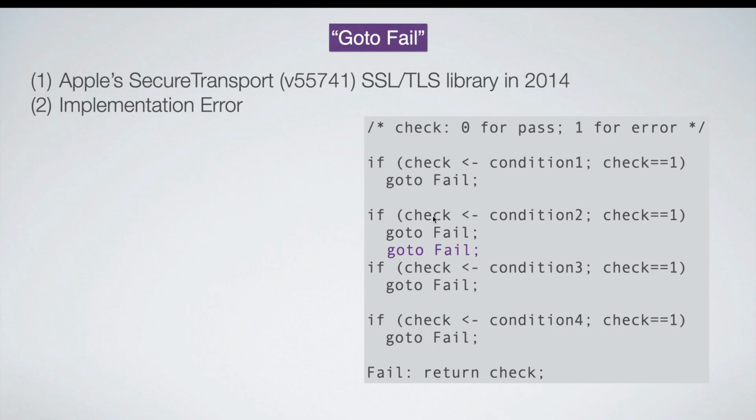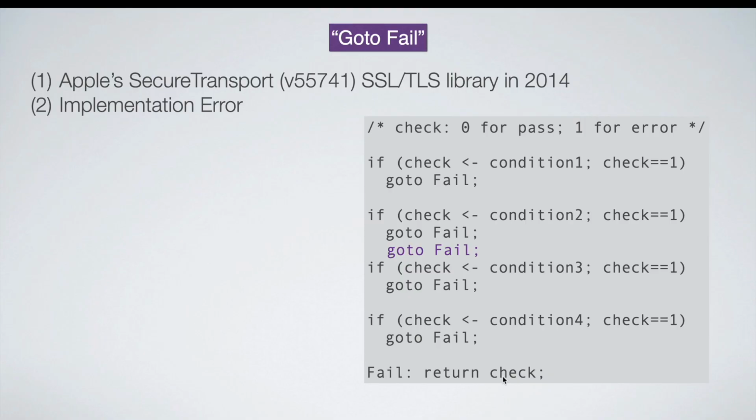Check 2 passes. Check contains 0 because it passed. Check is not equal to 1. It's equal to 0 because it passed. It's not equal to an error. So I skip the next line of code. The next line of code says go to fail. So I go to fail.